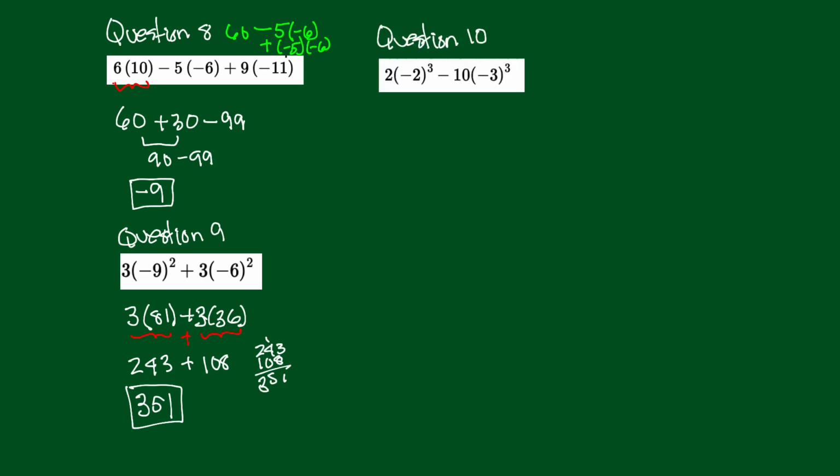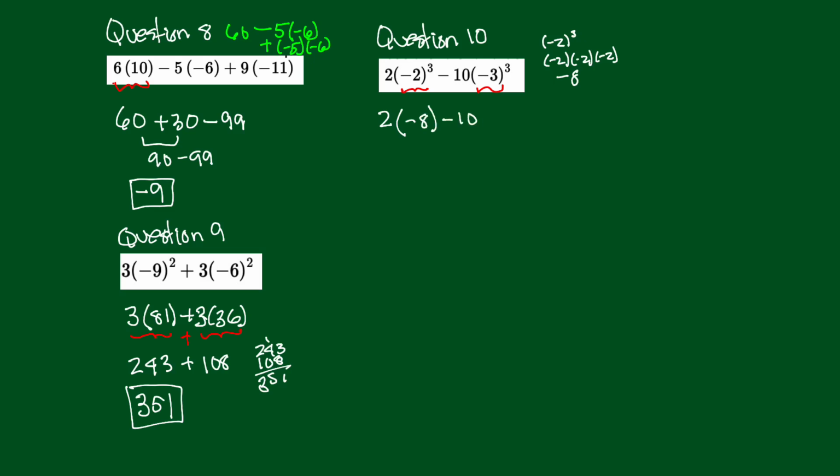Question 10, this is pretty much like number 9, just some different numbers. Let's take care of these powers first. I'll do this one, then I'll do this one. So rewriting the whole expression, I'll have 2 times, now, negative 2 cubed. That's negative 2 times negative 2 times negative 2, right? Negative 2 cubed is negative 2 times negative 2 times negative 2, which is 3 negatives gives me a negative. 2 times 2 is 4, times 2 is 8. So I'm going to get a negative 8 here.